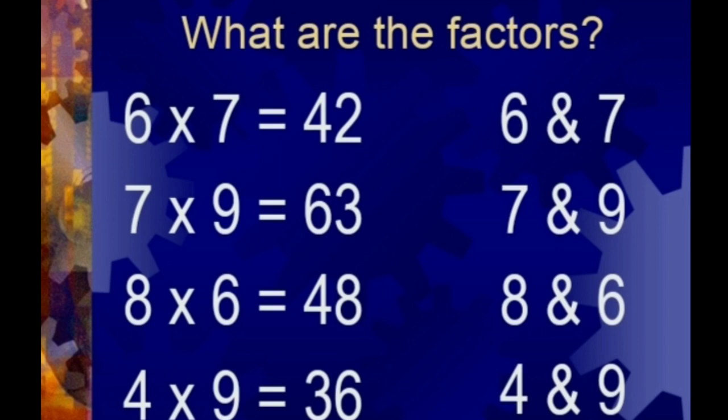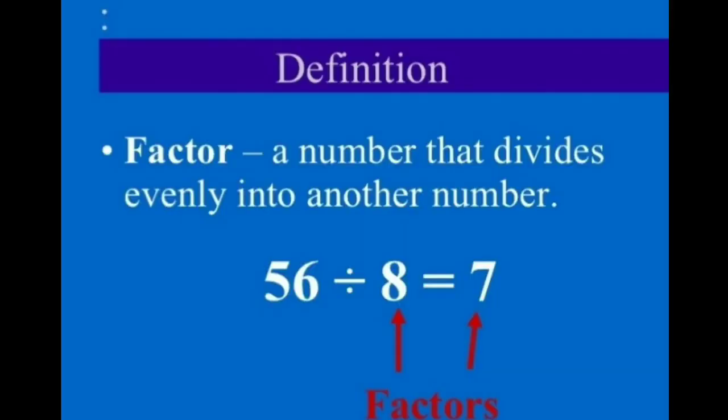Besides this, what we have studied? We have studied about the definition of factors in terms of division as well. So, we can define the factors in terms of division as a number that divides evenly into another number. It means that when we divide any number by another, the remainder comes out to be 0. So, the quotient and the divisor are the factor of that number. For example, 56 divide 8 is equals to 7. Here 56 is the dividend, that is the number, and 8 and 7 are the divisor and quotient. So, 8 and 7 are the factors of 56.